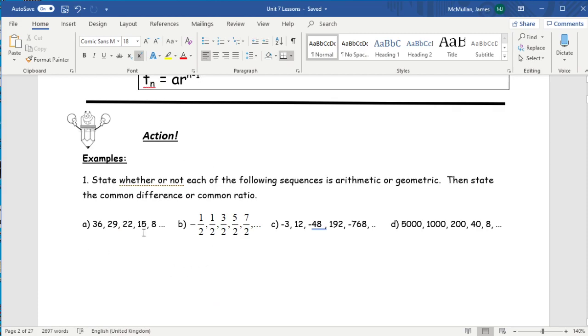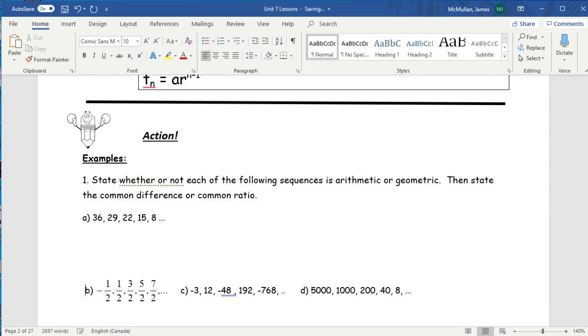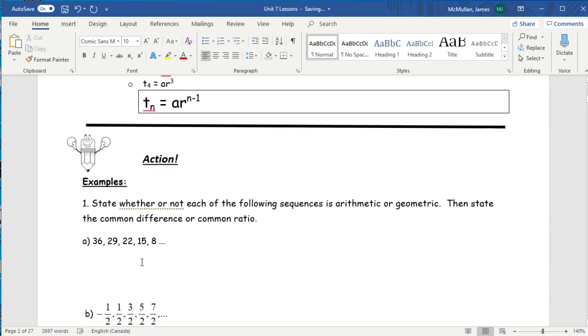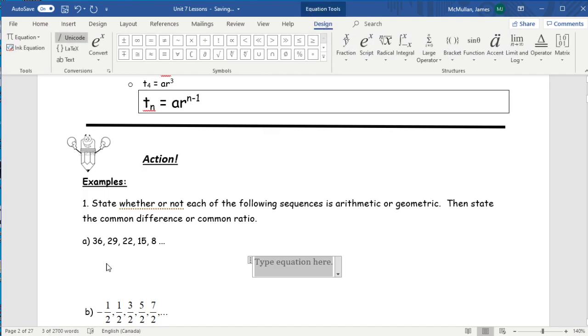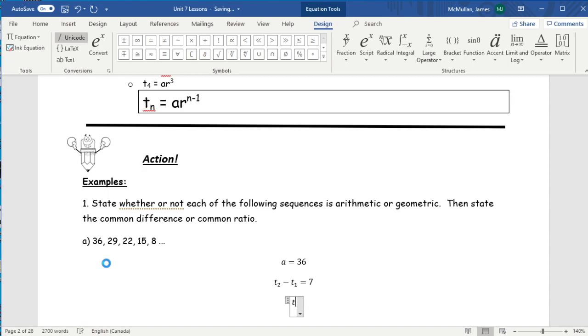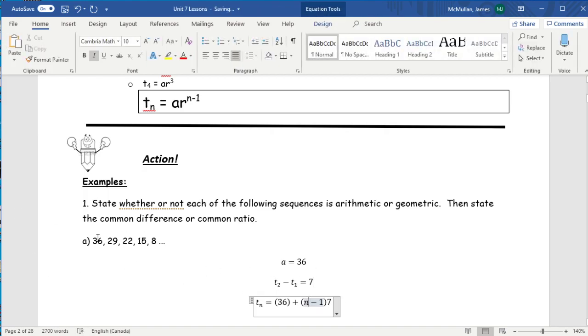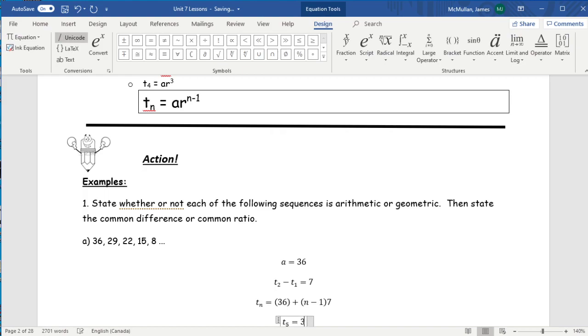So let's use those pieces of knowledge now to work out a couple of things about the questions that we are being asked. The first one says, state whether it's arithmetic or geometric, then state the common difference. For this first one, you can see that a is equal to 36, t2 minus t1 is equal to 7, and therefore tn is equal to 36 plus n minus 1 times 7. Let's see if we can use our formula to get the fifth term. What would be term 5? It would be 36 plus 5 minus 1 times 7.